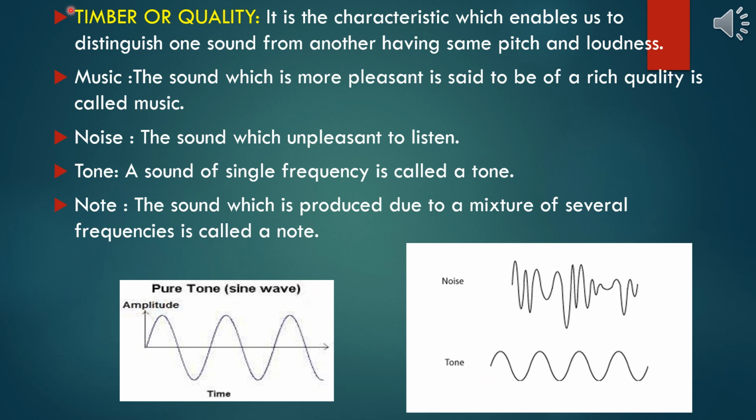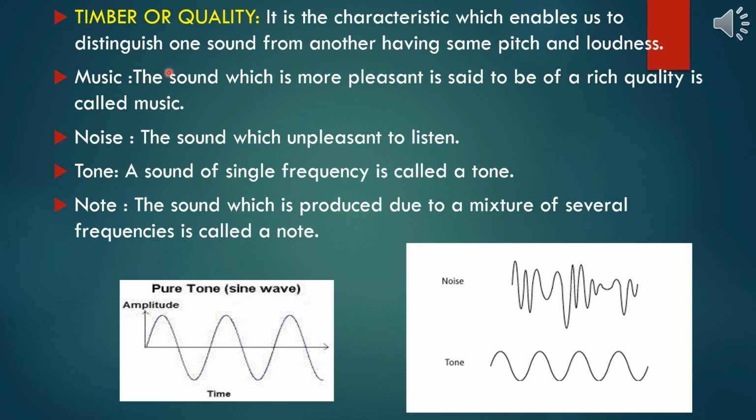Let us move to the other characteristic, that is timbre or quality. It is the characteristic which enables us to distinguish one sound from another having the same pitch and loudness. For this I would like to give an example. If you call your friend's house, you will identify whether your friend is speaking, or your friend's mother or father. Easily you can even differentiate between the voice of a male or female child or an adult. This is what we refer to as quality or timbre.